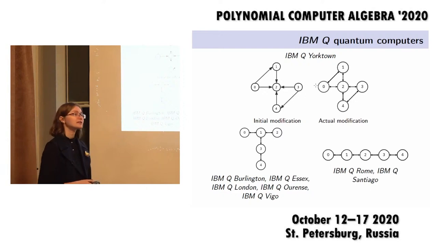We implemented the protocol not only on IBM Q Yorktown, but also on the T-shaped IBM Q Burlington, Essex, London, Ourense, and Vigo, and also on the linear-shaped ones IBM Q Rome and Santiago. IBM Q Yorktown was modified more than a year ago. At first, all the connections between qubits were unidirectional, and after the modification they became bidirectional, and the error rates became lower.